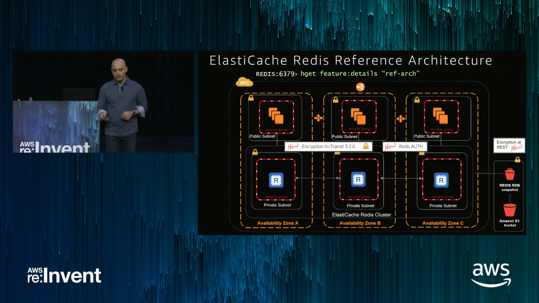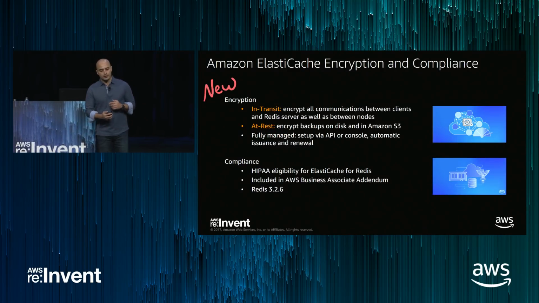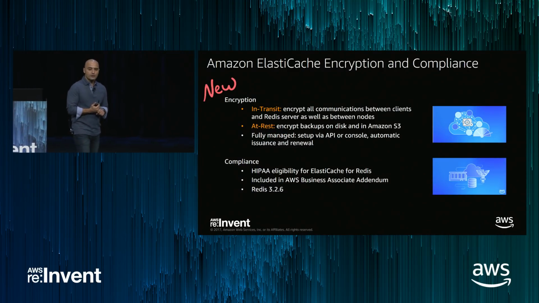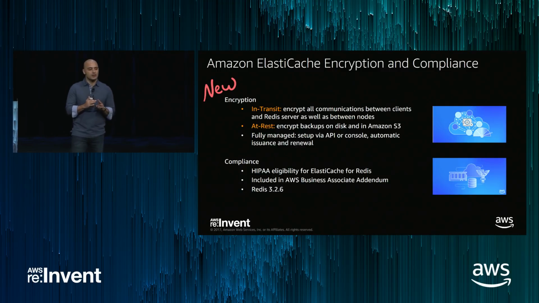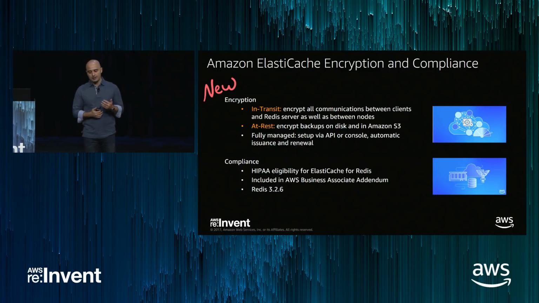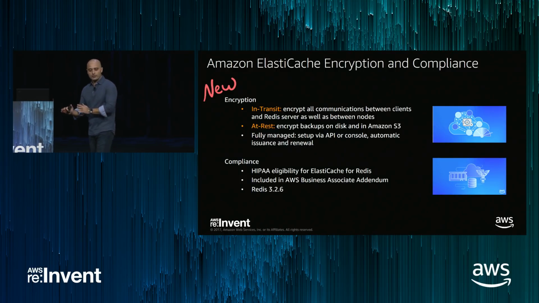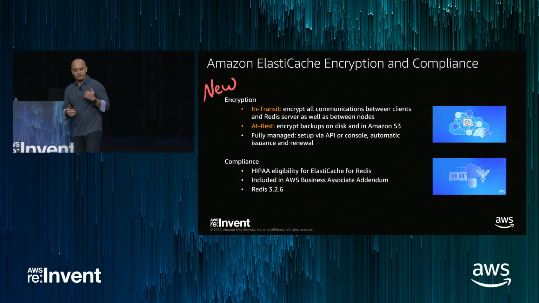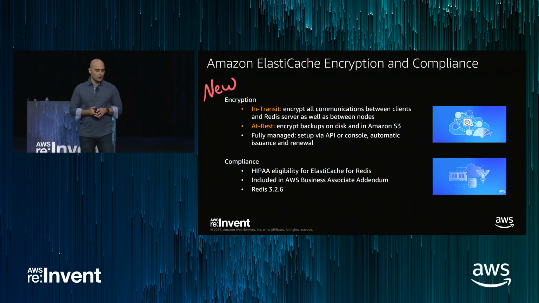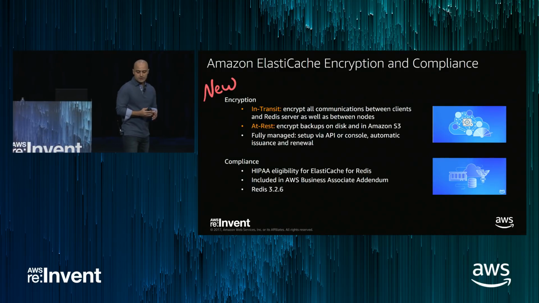You also have that capability as well. So to recap here, encryption is new, and this is both in transit and at rest. There's nothing that you need to worry about with respect to keys and issuance and renewal of those keys. We're taking care of all that for you. And then from a HIPAA standpoint, if that's something that you care about, it's included in the AWS BAA. So it's HIPAA eligible.